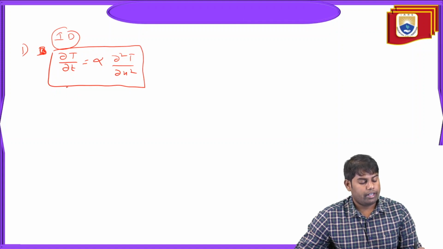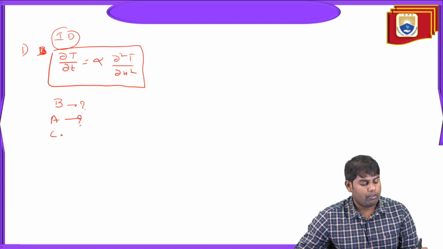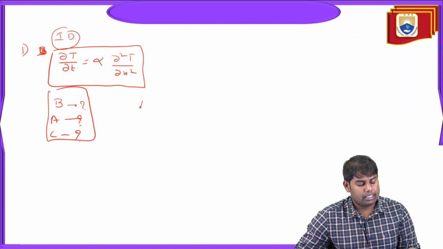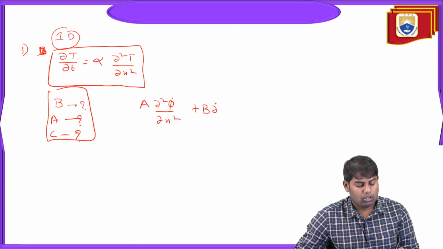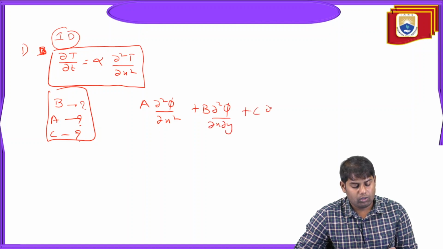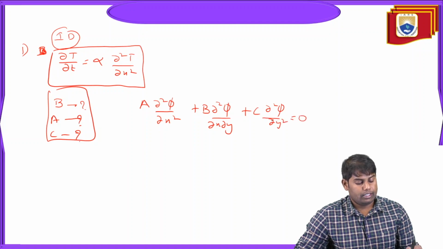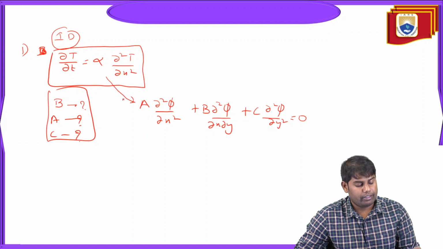Now, here we need to see what is the value of a, what is the value of b, and what is the value of c. So now let us take the generalized equation: a into ∂²φ/∂x² plus b into ∂²φ/∂x∂y plus c into ∂²φ/∂y² is equal to 0. Let us compare this equation with this equation.